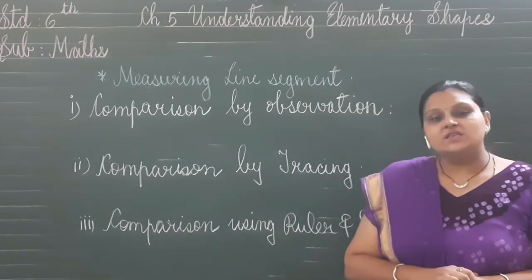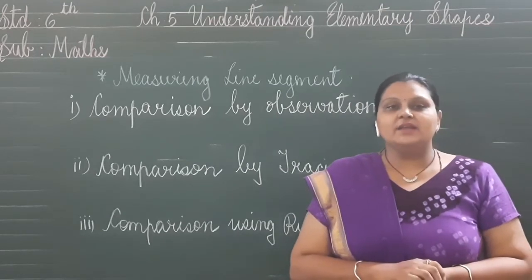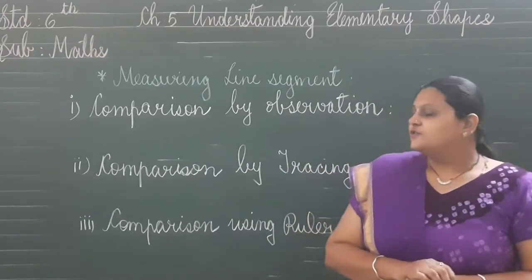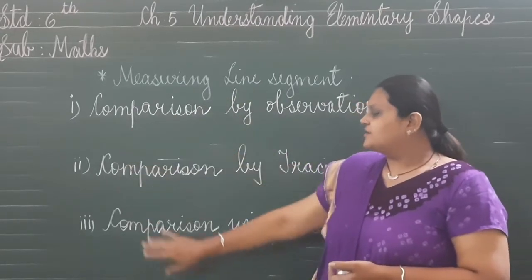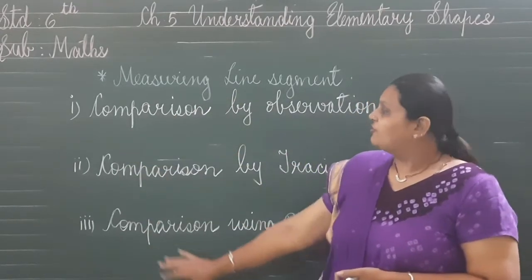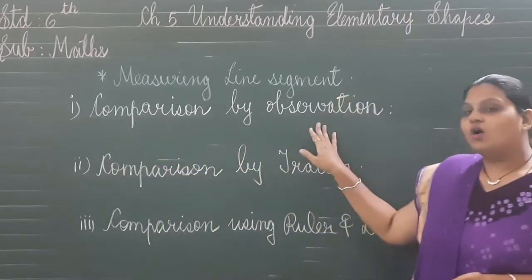Very first, what is a line segment? A line segment is a part of a line. Now how do we measure that line? There are three ways in which we can measure. First is comparison by observation.